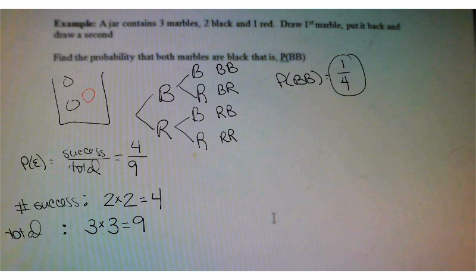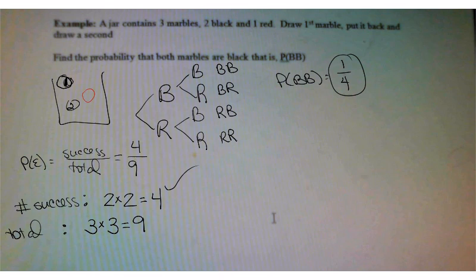So why the discrepancy? Well, here's the thing. We didn't do anything wrong with our counting property, but we made a slight error with our tree diagram. The way the tree diagram is set up right now, it appears that the black and the red marble have an equally likely chance of coming out. The reality is they do not. There are more black marbles in this jar than there are red. So let's change up the tree diagram just a little bit.